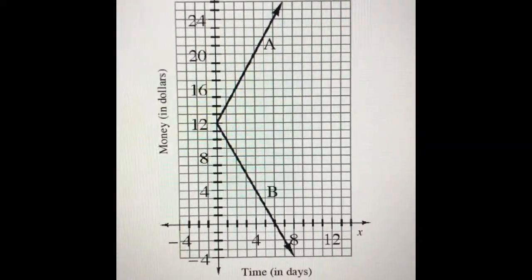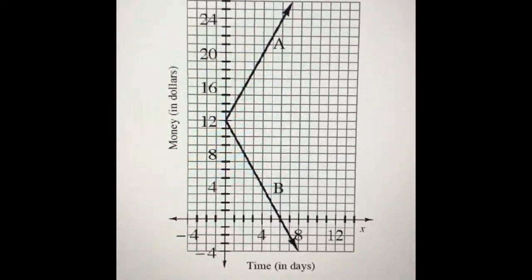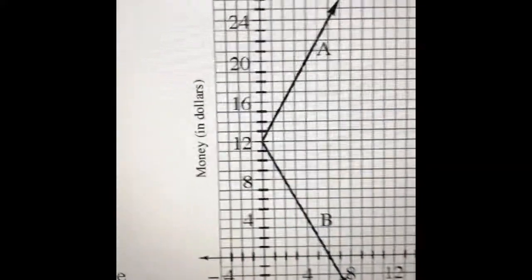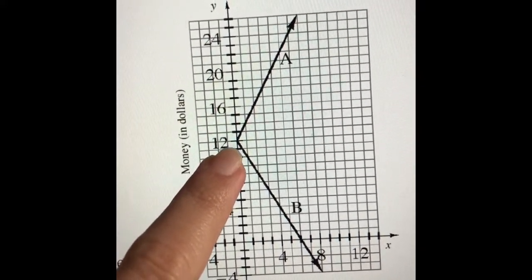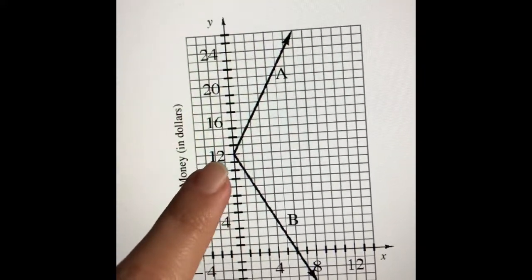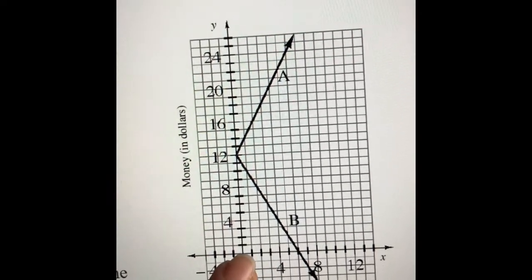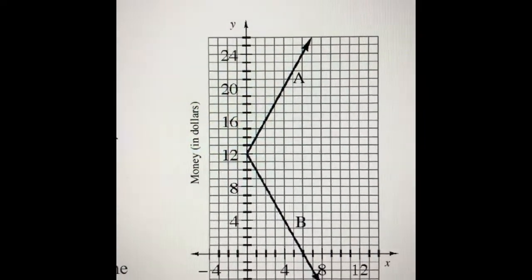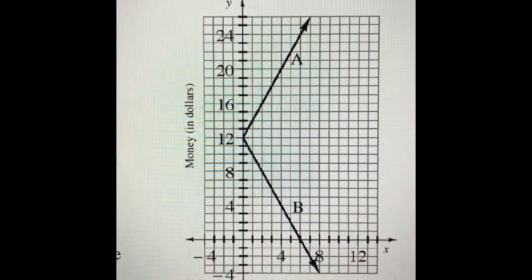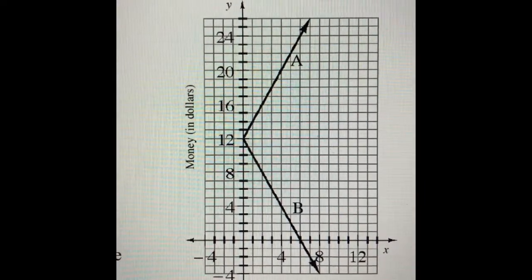And what I noticed about how they're the same is that they both intersect the y-axis at this point. So they both intersect the y-axis at (0, 12). So you go 0 and then up 12, and they both intersect at that point. So that's what I saw was the same so far.